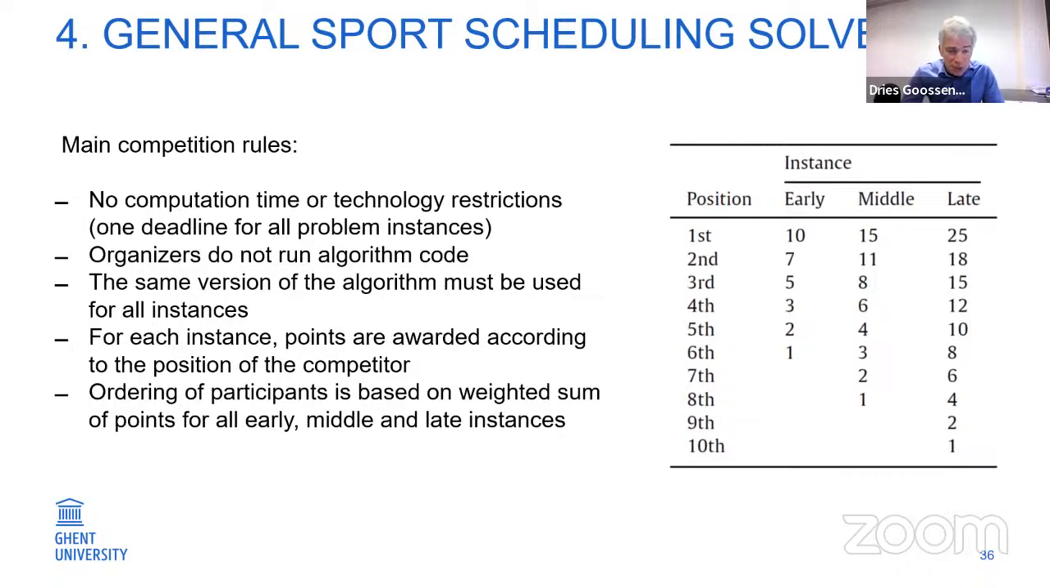Now, for each instance, the competitors in the competition could get points. So if you had the algorithm that for that instance was the best algorithm, you collect, if it was an early instance, 10 points. If you were second, you collect 7 points and so on. So for each of these instances, you could collect points. And as you can see, the late instances where you only got 2 weeks get a higher weight compared to the early instances for which you actually had months of time. So we used that point scoring method to rank all the participants.